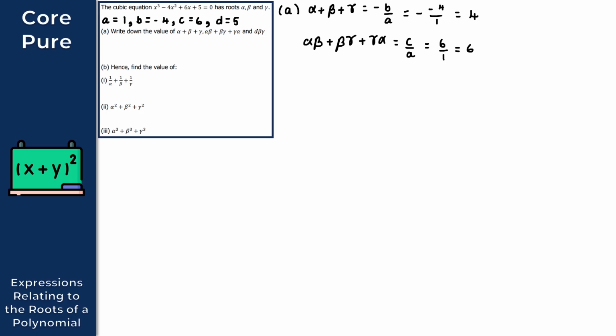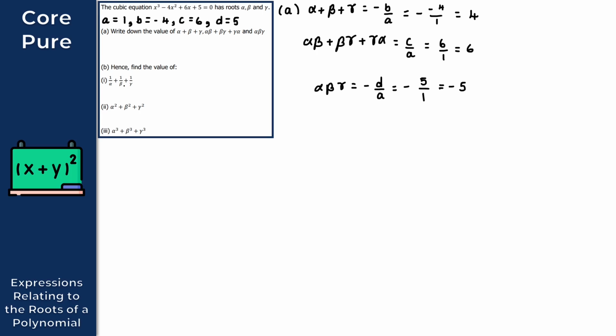And then finally we have alpha beta gamma. Alpha beta gamma, again, is one of our standard results. This is equal to minus d over a. Okay, so in that case, what do we get? I get minus, d is equal to 5, so minus 5 over a, which is 1. So minus 5 over 1 gives us minus 5. Okay, and there we have it. So nice and straightforward. That gives us the solution to part A.